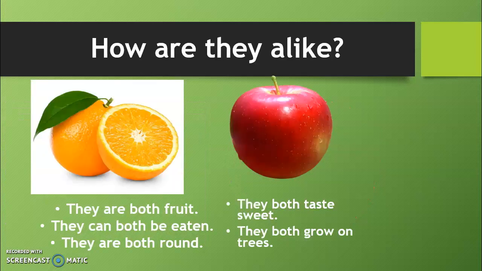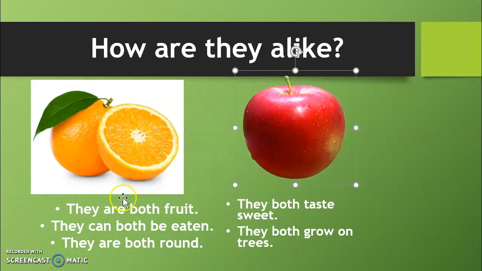All right, how are they alike? Well, let's look at the orange first, and we're going to look at the apple next when we're comparing. First of all, we know that an orange is a fruit. We also know that an apple is a fruit. So that's how they are alike. They are both fruit. We also know that an orange can be eaten. Well, so can an apple. Well, that's how they are alike. They can both be eaten.